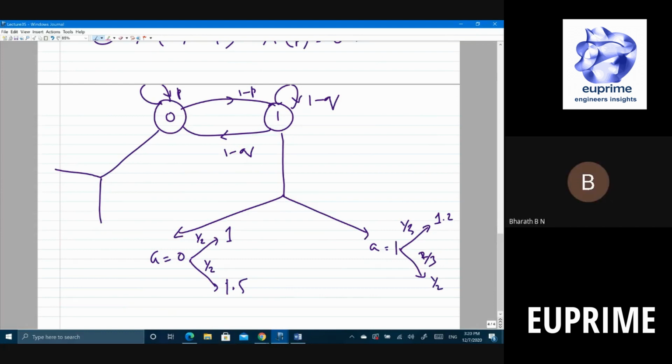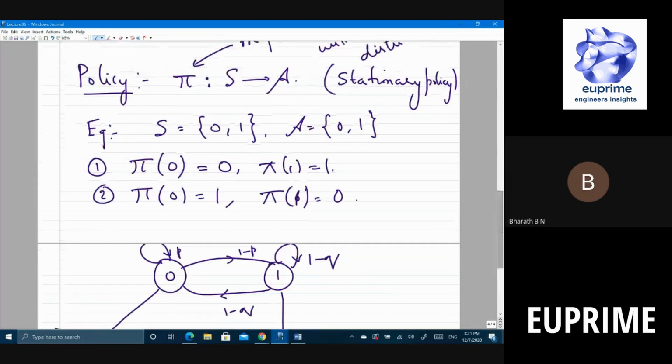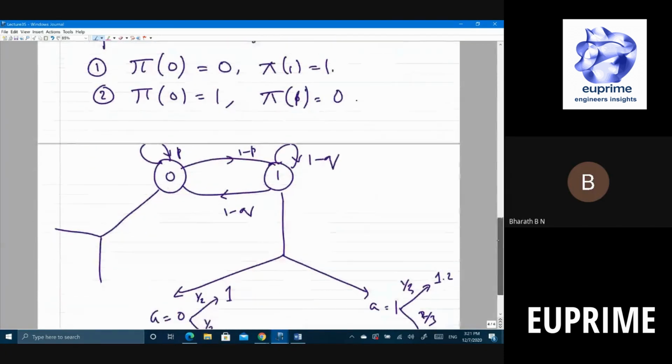For example, if you are in state 1, that means the channel is good. You take an action not to transmit. If you don't transmit, you will get a reward of 1 with probability half, or 1.5 with probability half. What does that mean? Maybe I have defined the reward in such a way that even if the channel is good, it's very close to being bad, so the reward will be reasonably okay, because it's good not to transmit. You can map the problem appropriately. Is that fine? Anything else?